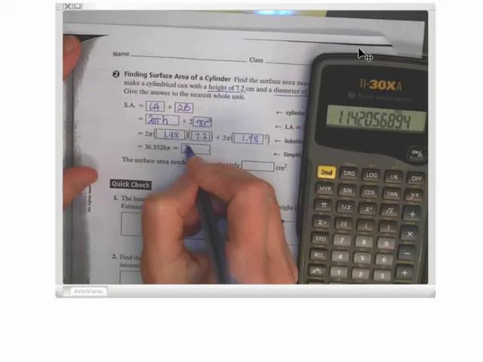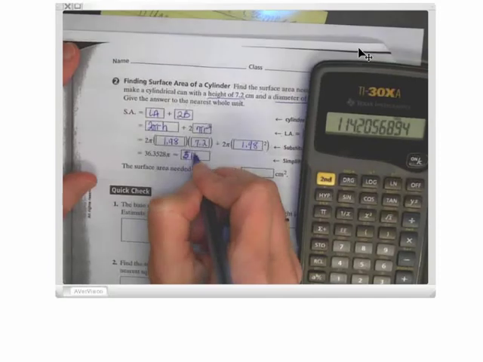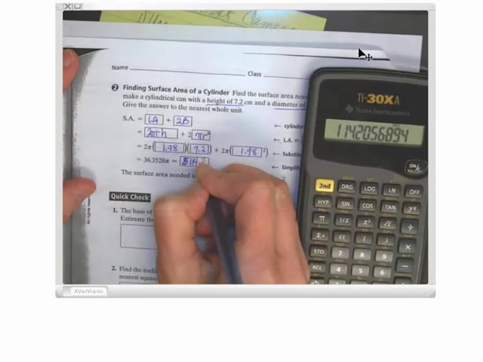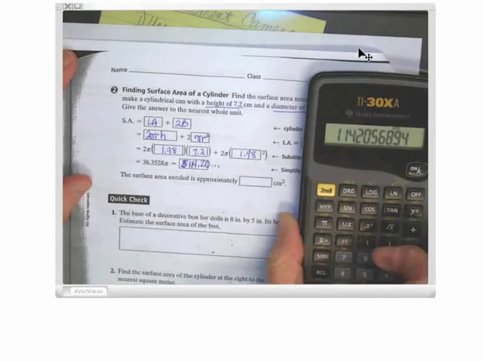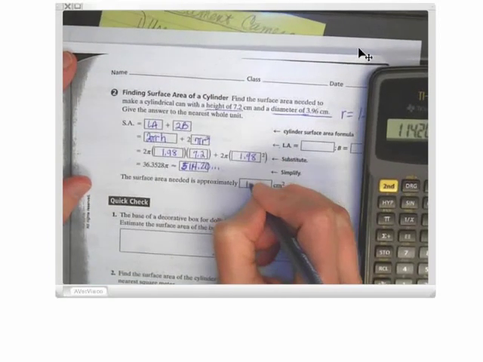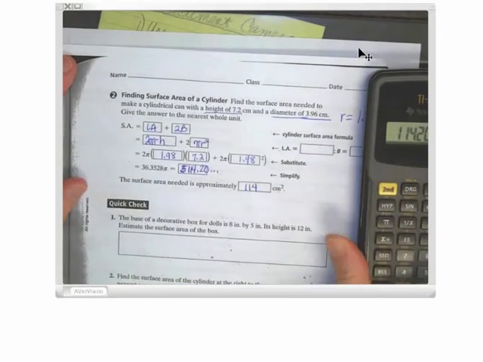Sorry about that, folks. I just didn't really want to start over. So I would, again, do 36.3528 times pi, and that's going to give me 114.20, and it continues on. So the surface area is approximately 114 square centimeters.